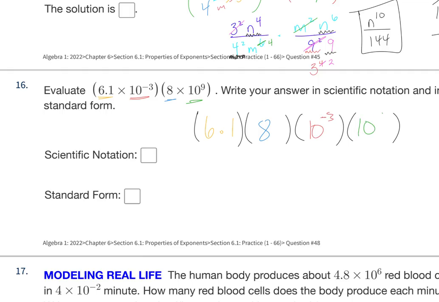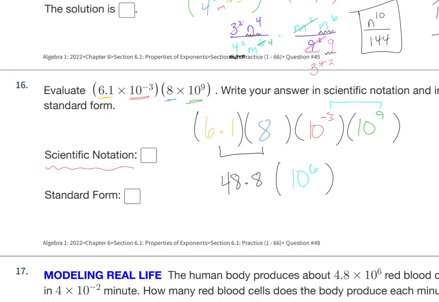And then what we're going to do is these two can just be multiplied together. So 6 times 8 is 48, like that. And then, let's see, 10 to the 3rd, and 10 to the 3rd and 10 to the 9th, well, that's 10 to the 6th. Now, there's one little silly thing about this that deals with scientific notation.